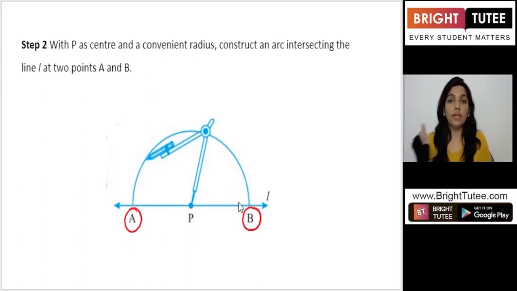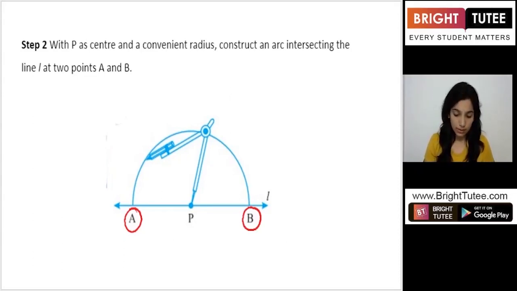First of all, on the line L, we mark a point P. Then, with any convenient radius we take for the compass, we keep the pointer at point P and make a big arc. This arc should be so big that it intersects the line L at point A and point B. Simple. I hope you have done this till here.